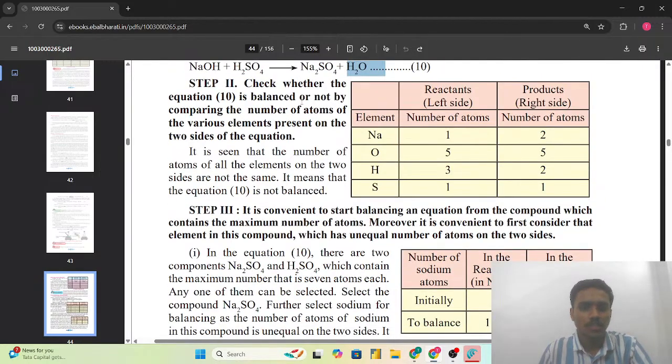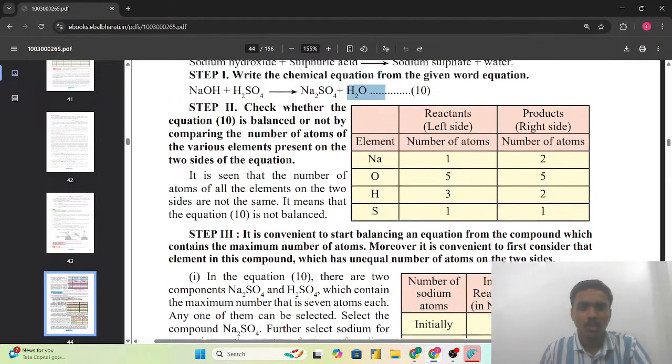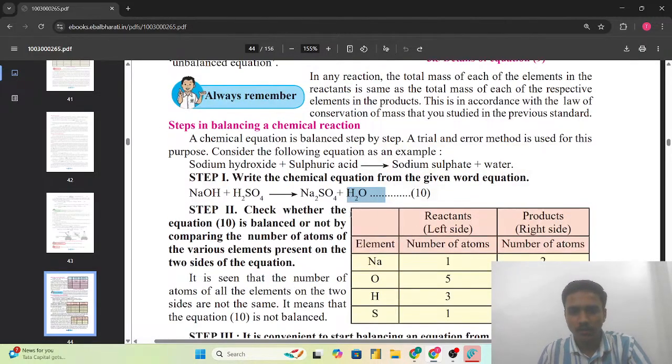Now step 2. Check whether the equation is balanced or not by comparing the number of atoms of the various elements present on the two sides of this equation. So we have to compare. Again, we have to make this table, as this table is important while starting from the base for balancing a chemical reaction. So it is necessary that we should try to make such a kind of table.